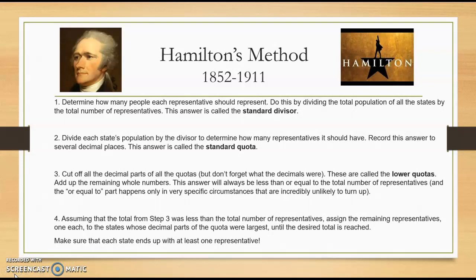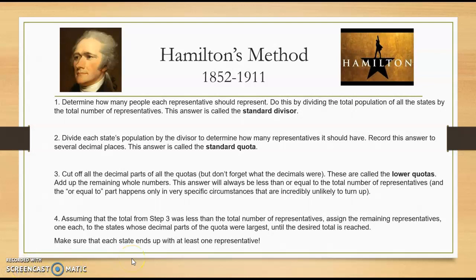Alexander Hamilton, the one famous from the musical, as well as historical background, came up with this idea. So he took the first 2 steps. He found the standard divisor, take the whole population, divide by the number of things divided. Then take each state or each student and divide their minutes by the standard divisor. That gives us a standard quota.